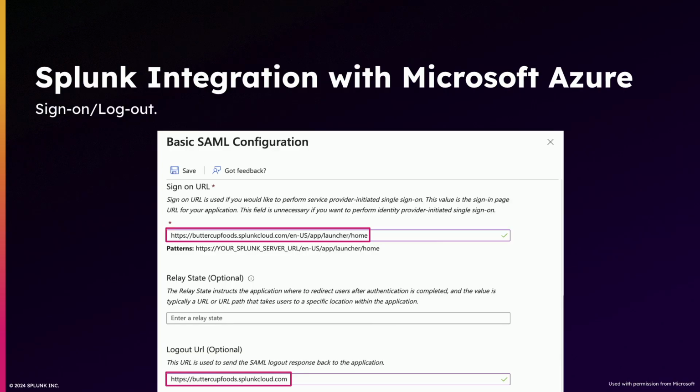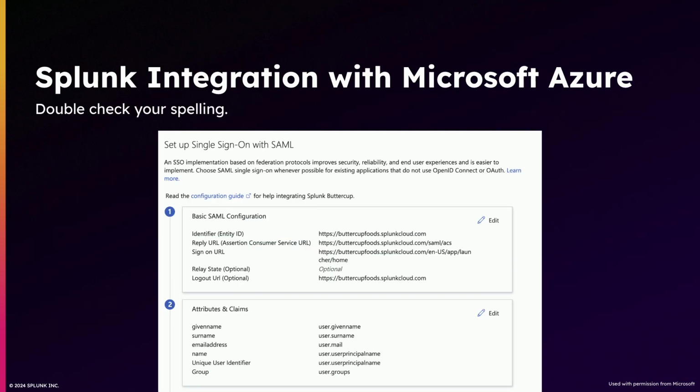You want to do the app launcher home. We'll talk a little bit about bypassing SAML later, in case you're troubleshooting or can't get through this. A lot of this is just fill in the blanks. When you're done, it should look like this.